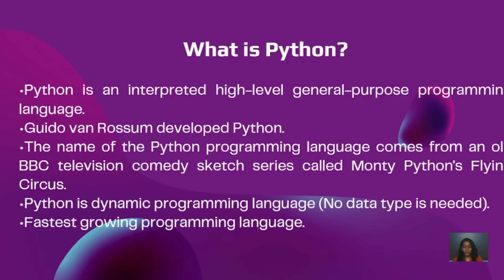What is Python? Python is an interpreted, high-level, general-purpose programming language. Guido van Rossum developed Python. The name of the Python programming language comes from an old BBC television comedy sketch series called Monty Python's Flying Circus. Python is a dynamically typed programming language, that is, no data type declaration is needed. It's also the fastest growing programming language.